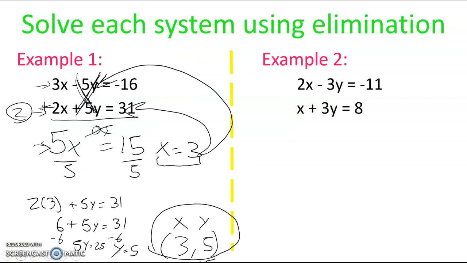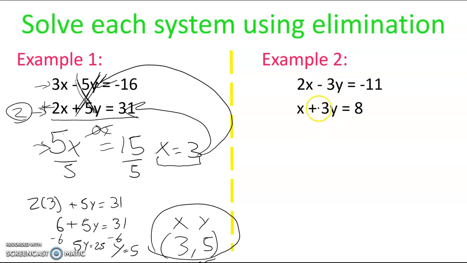So let's take a look here, all right? Let's say, are there any x's or y's that if I add them together, they will cancel out? And it just so happens that once again, if I add my y's together, negative 3y plus 3y, I'm going to cancel those out.